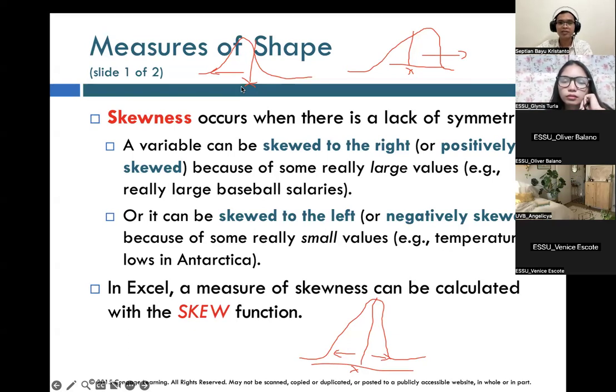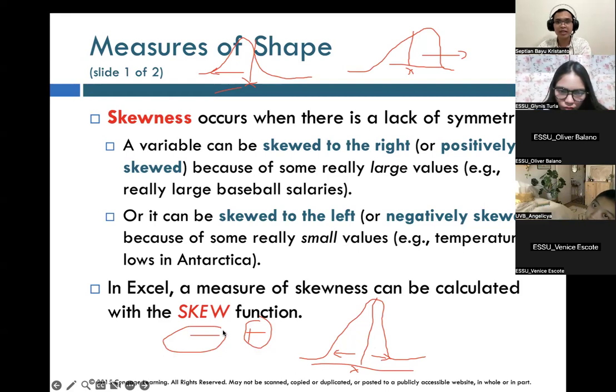You can find the skewness in Excel using the SKEW function, and you can find the number as a positive or negative sign. Positive means that you have a right skew, but negative means that you have a left skew in your data.